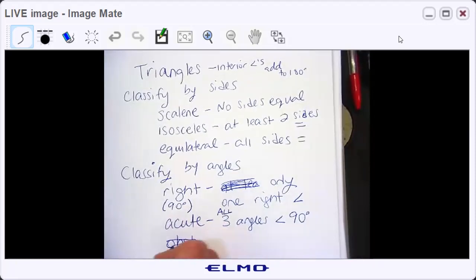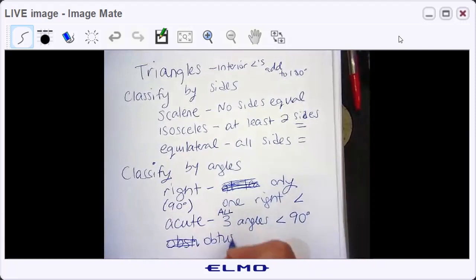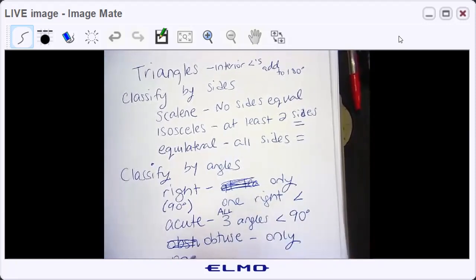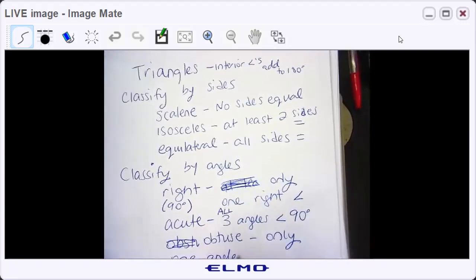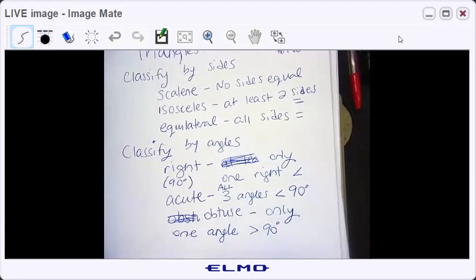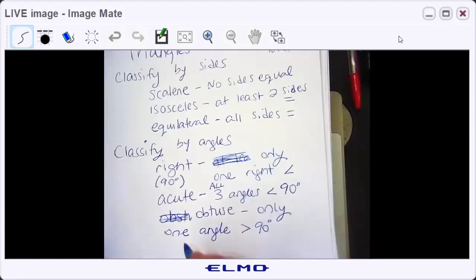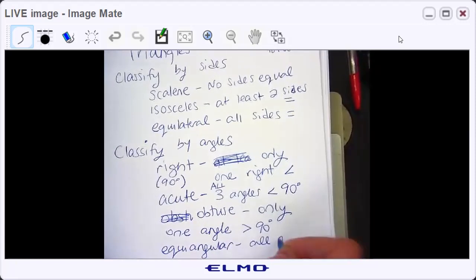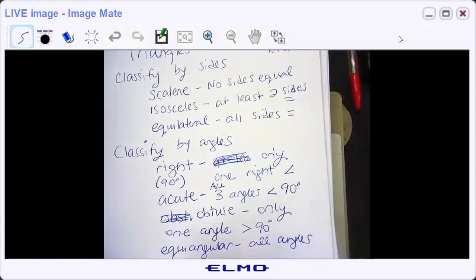We could have an obtuse triangle. I can spell today. And that would be only one angle greater than 90 degrees. By the same reasoning that we couldn't have more than one right angle, we can't have more than one angle over 90 either, because it's going to make our sum up to too much in the triangle. And then we also have what we call equiangular, and that would be all angles equal.